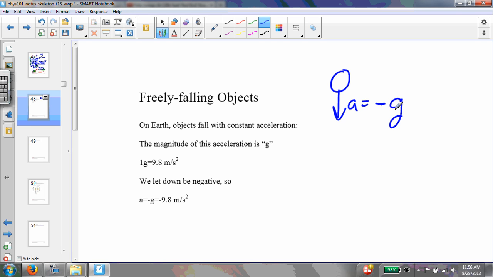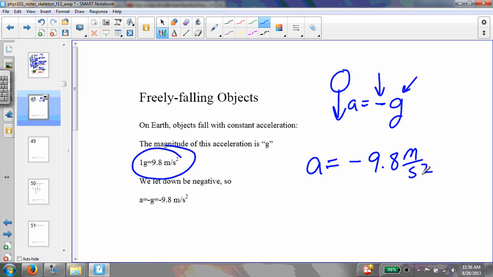Now, this acceleration is downwards, and so it's negative, and that's where this negative sign comes from. When we refer to g, g is a constant for the planet Earth. It's equal to 9.8 meters per second squared. So on the planet Earth, we would say that a is equal to negative 9.8 meters per second squared, the negative, of course, showing that it's in the downward direction. So that's our acceleration, and otherwise they're just basic kinematics problems.